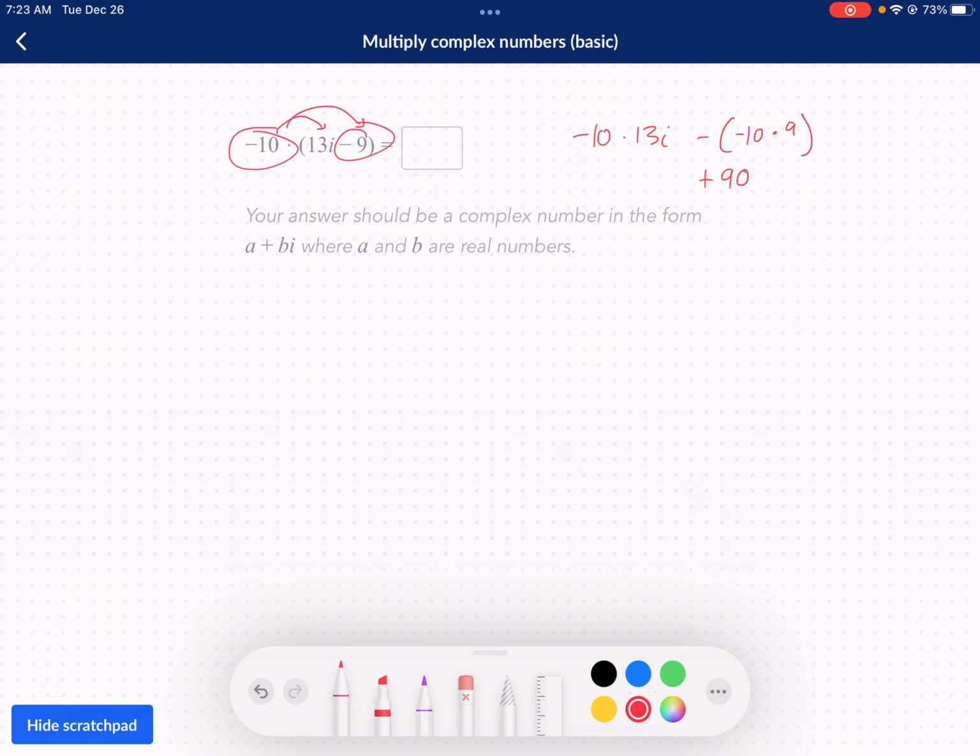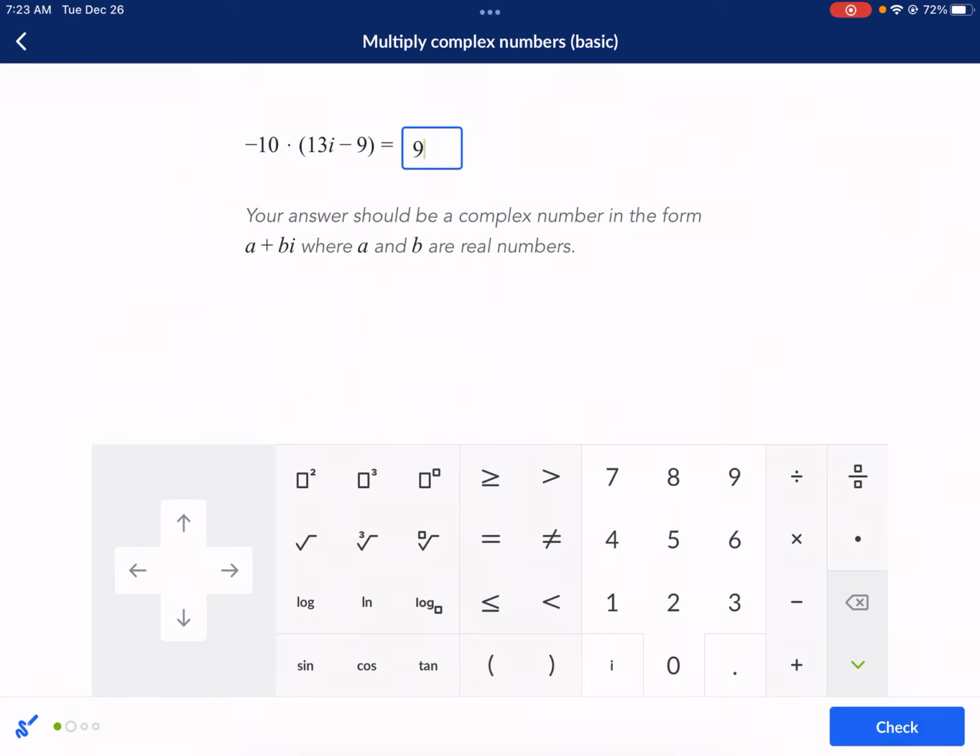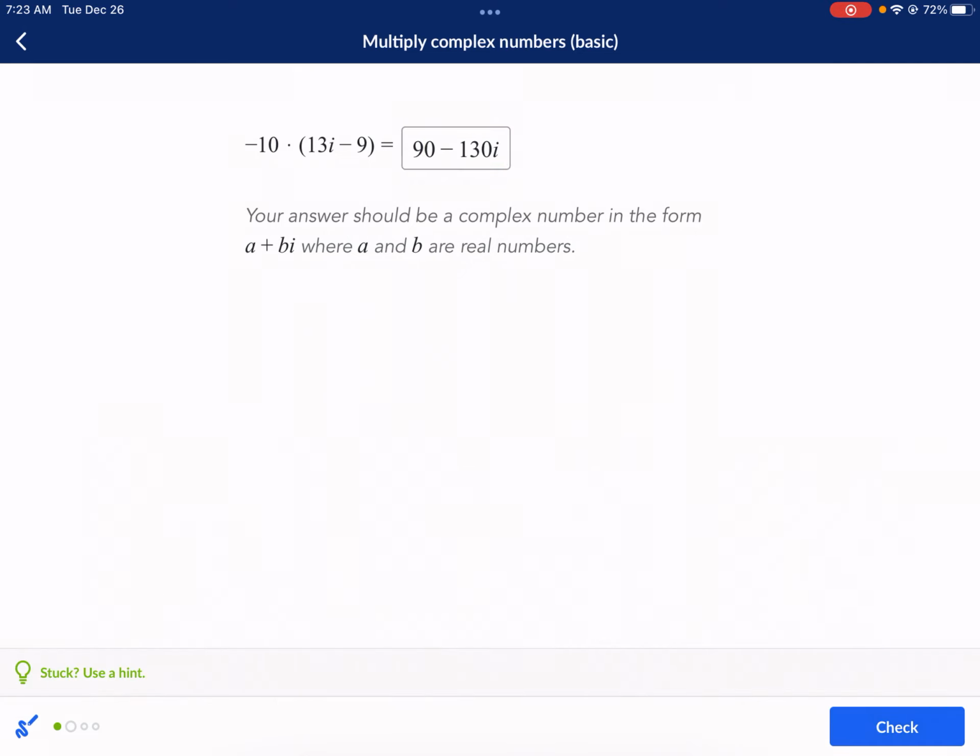Okay, so yes, we're going to get positive 90 on the right side, and then we have negative 10 times 13i, and that just gives us negative 130i. There's no i times i. We're not going to change it again. But what we can do is rearrange it so the real number is out in front, just like it has here, minus 130i, and then that's it. That's all we have to it. So we're going to type that in, 90 minus 130i, just like that.